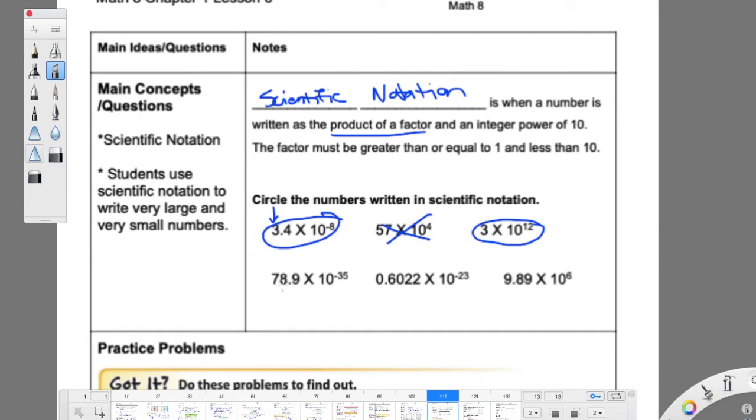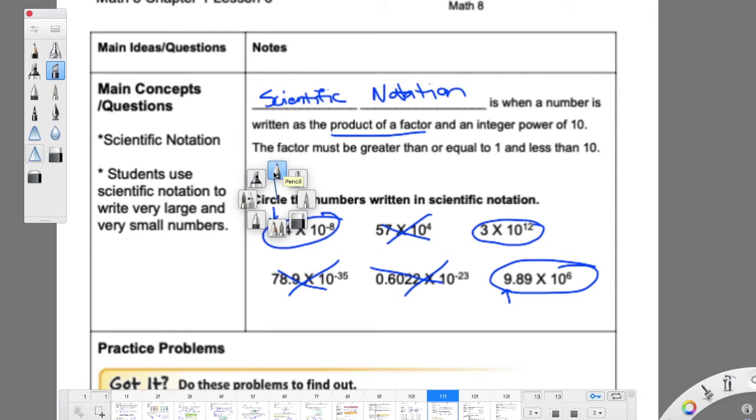78. That's definitely bigger than 9. We would have to fix this and move the decimal again. So that does not work. 0, that's not between 1 and 9. Remember, it has to be greater than 1 or less than 10. Sorry, greater than or equal to 1. So this does not work. It's not written correctly. This is 9, so that's perfectly fine because it's 9.89, so this one is written correctly. So the main practice here is we're just looking for the numbers that have 1 digit between 1 and 9 for that first number.